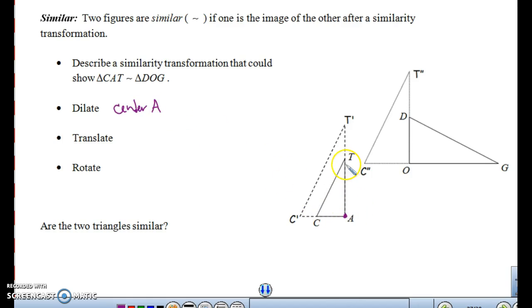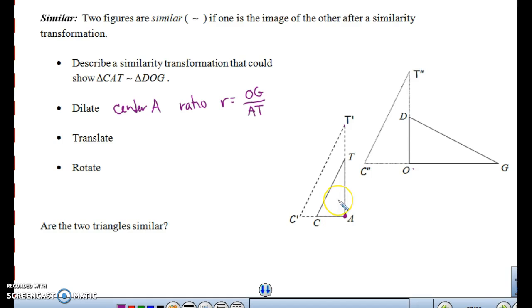Well, if I have AT, I want it to be AT prime. So my dilation factor is going to be a ratio, R equals what you end up with, which would be over here, OG, this side right here, compared to AT. I want it to end up this length when starting out this length. So that's going to be my factor, whatever that factor might have to be. So that's going to make AT into AT prime.